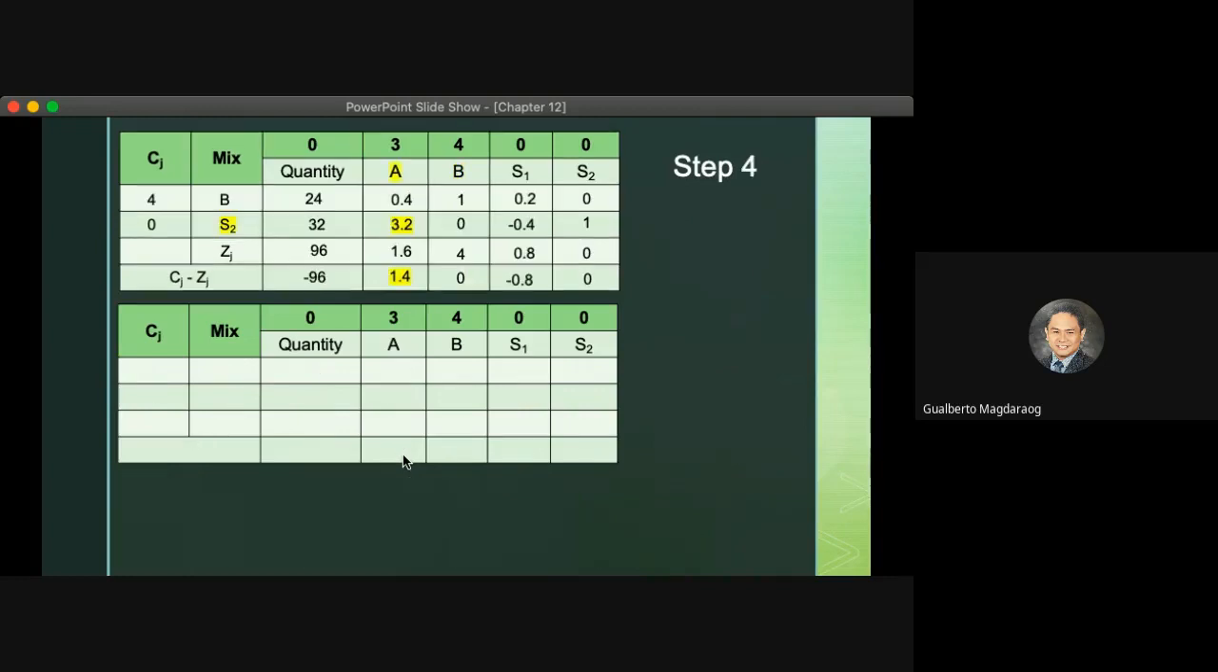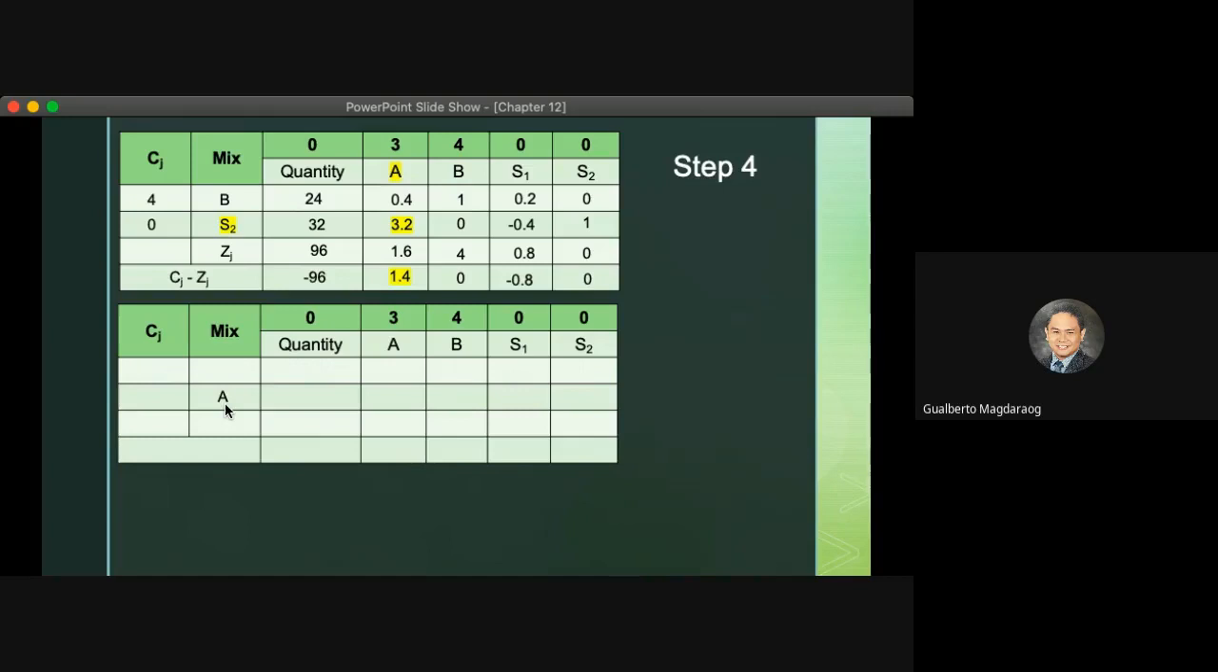Okay? So ito na yon. Highest index row value is 1.4. Lowest positive ratio is S2. 32 divided by 3.2 is 10. Comparing 24 divided by 0.4 is 60. So ito yon. I-replace natin siya ng A. So, let's put A on this. This is our third tableau na.